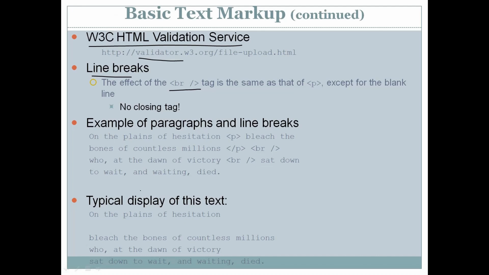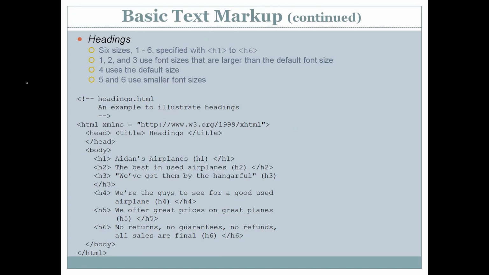Then we have the next tag, that is heading tags. As I've said, heading tags are used to display some headings on the web page. So we have 6 different heading tags from 1 to 6. So all the 6 different heading tags have 6 different sizes, specified with H1 to H6 tags. H1 has the highest font and H6 has the lowest font.